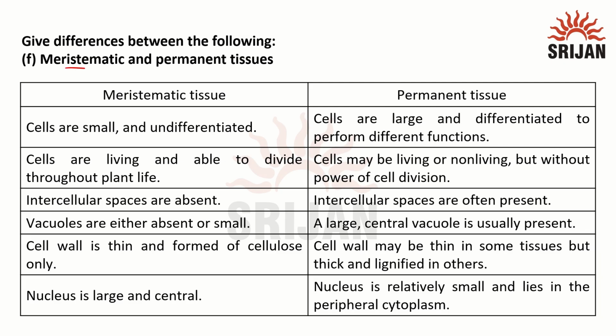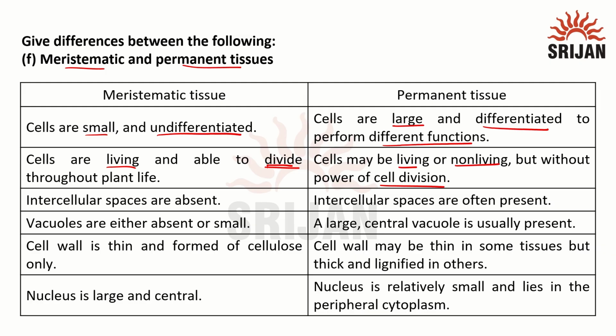The next difference is between meristematic and permanent tissue. Meristematic cells, we know, are small and undifferentiated, and their main aim in life is to divide. So they are living throughout their life and they are dividing throughout their life. Whereas in permanent tissues, cells are large and differentiated to perform a particular function, and they may be living or non-living, but they do not have the power to divide.